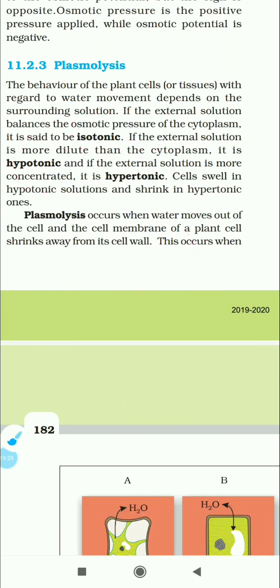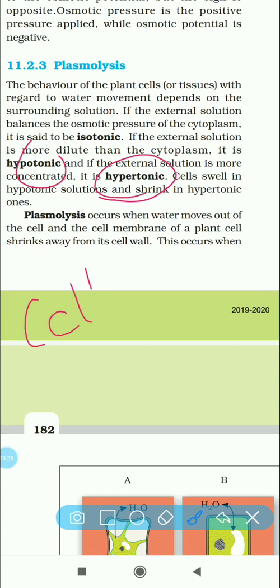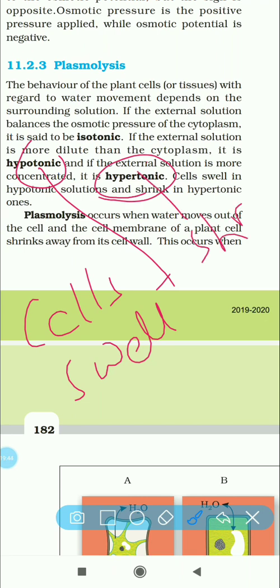If outside is more dilute, we call it hypotonic. If outside is more concentrated, we call it hypertonic. Usually cells will swell in what we call hypotonic, whereas they will shrink in what we call hypertonic. So cells will shrink in hypertonic, and will swell in hypotonic. How? Swelling means water will enter inside and there will be enlargement. Shrinking means water will be going outside, so there will be shrinking or decrease in the size.